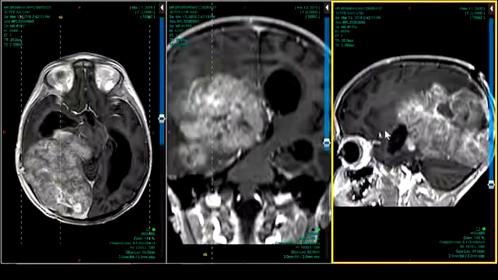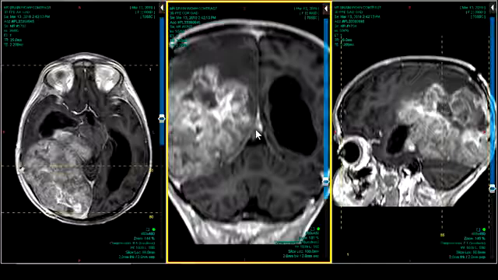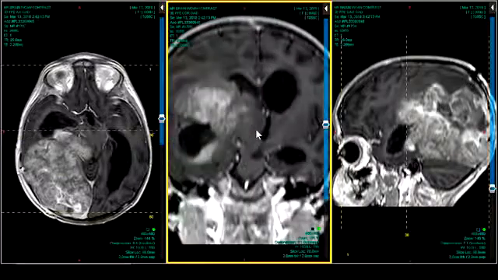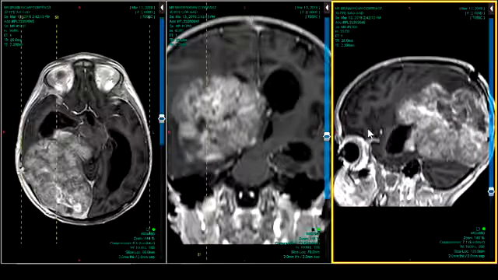Is there intraventricular invasion? There's certainly ventricular compression. I think there is. And it looks like there is involvement of the dura as well.